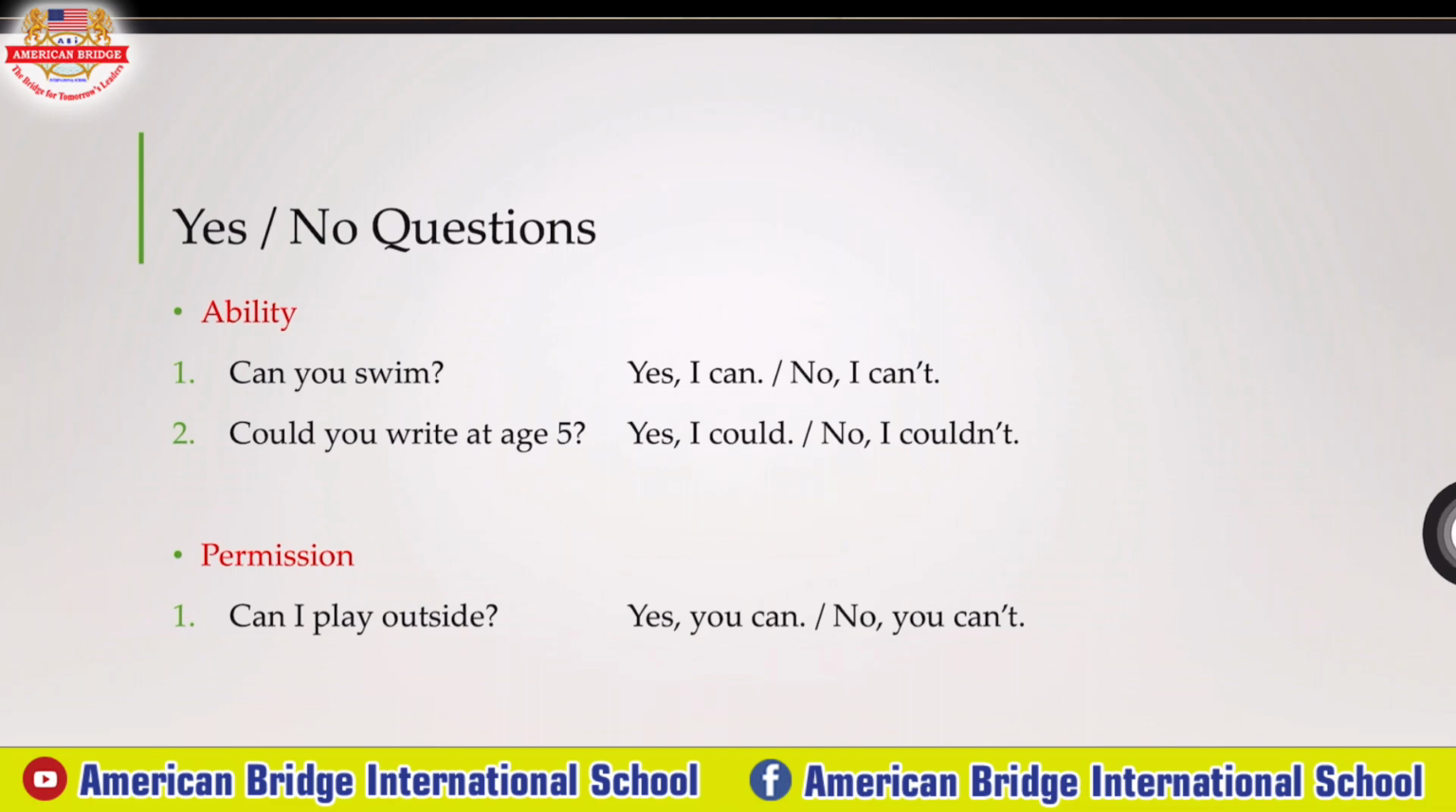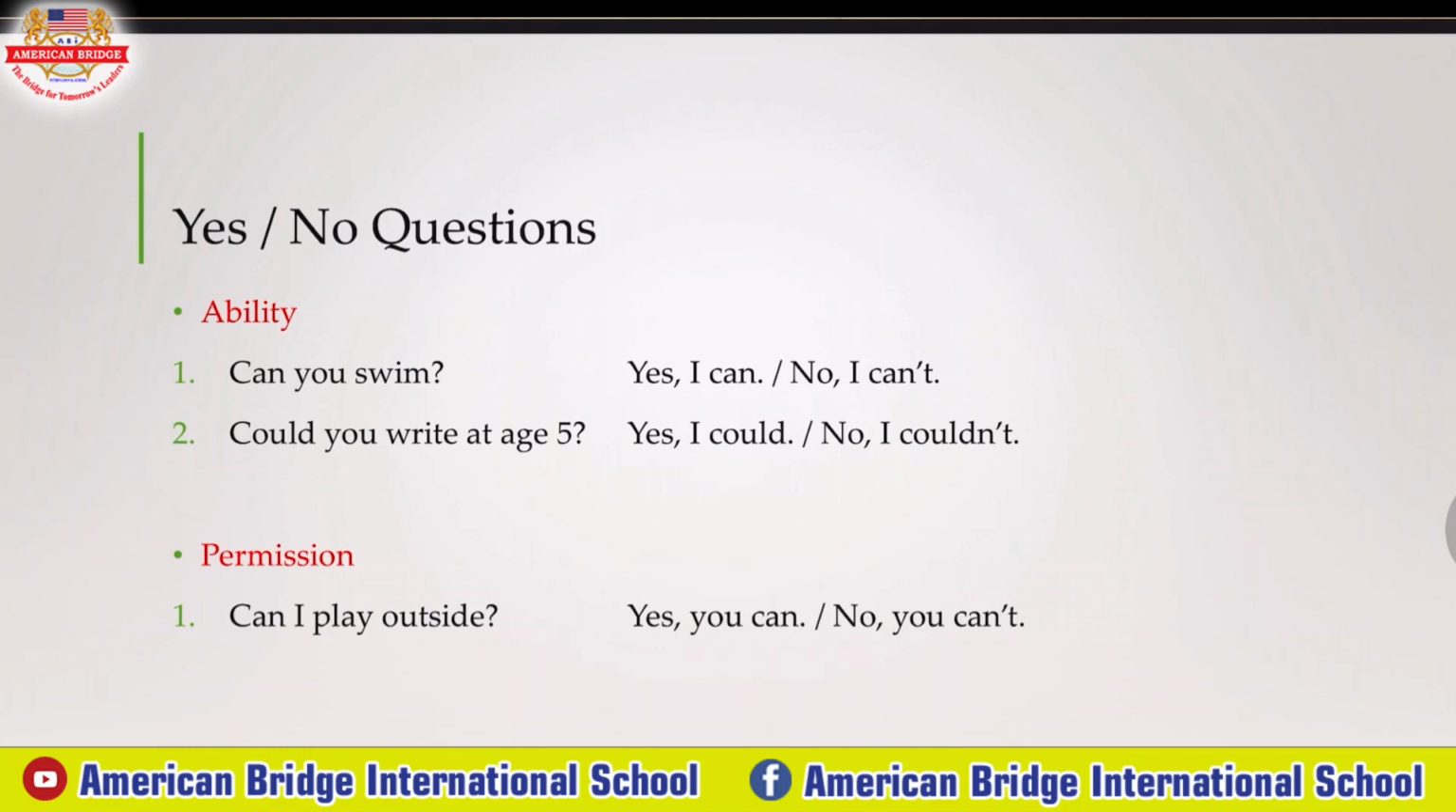So just remember, when you want to ask someone about an ability that he can or can't do, you can start with can plus subject plus verb, like in the example, can you swim? Yes, I can. Or no, I can't. But if you want to know about an ability that somebody had in the past, you can ask, could you write at age 5? Okay, you know some people can write at age 5. So this is their special ability. Could you write at age 5? Yes, I could. Or no, I couldn't.